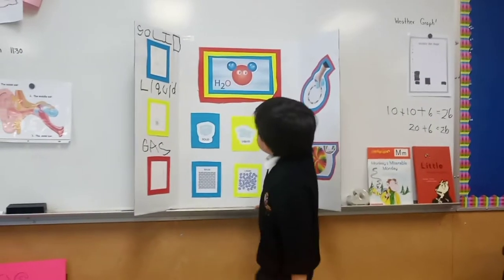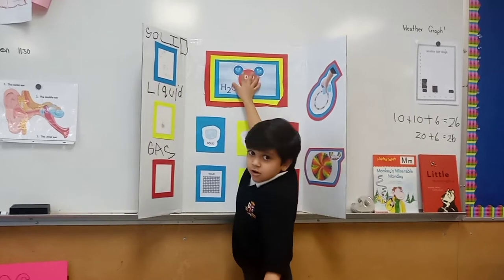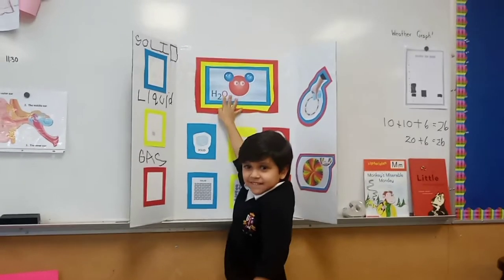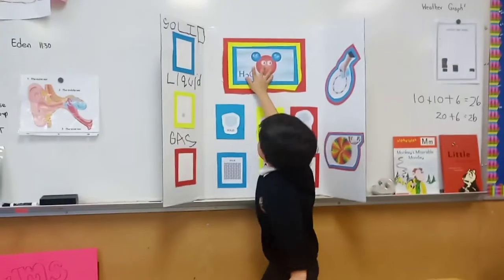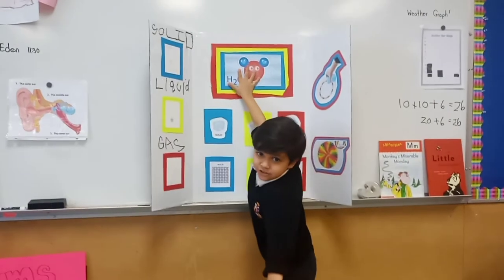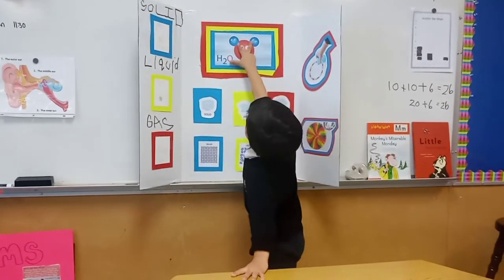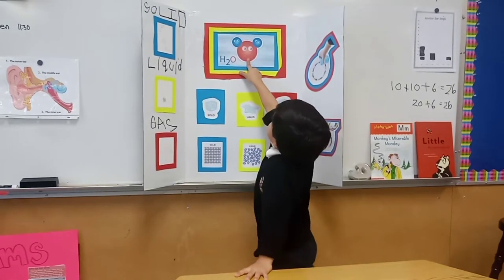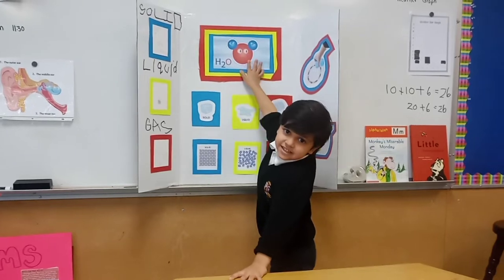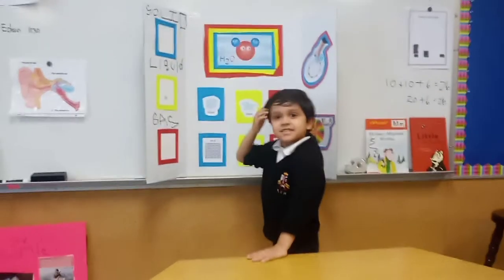Now I see you have an H2O molecule at the top of your poster. Tell me a little bit about it. The blue things. What are the blue things called? Hydrogen. And the big thing is oxygen. Oxygen, very cool.